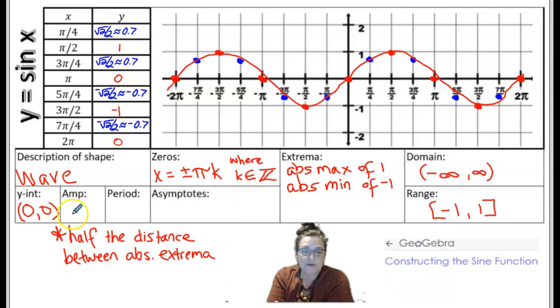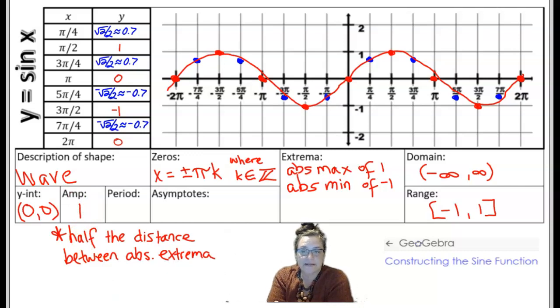The amplitude is half the distance between the extrema. So if our highest point is at 1 and our lowest point is at negative 1, that's 2 full units between the extrema, and the amplitude then is half that, which would be 1.